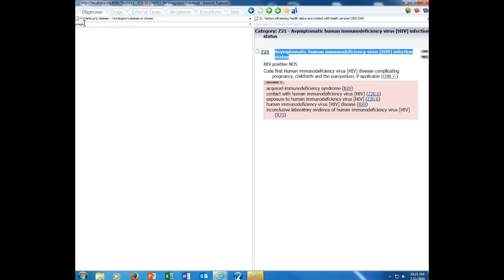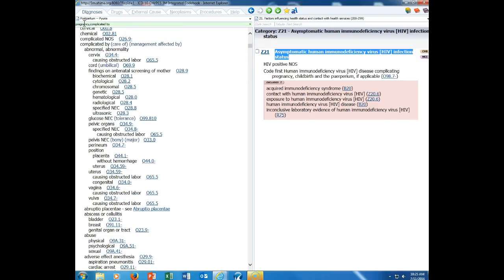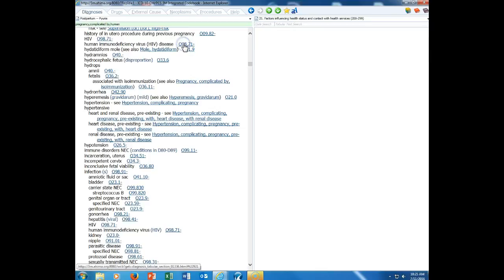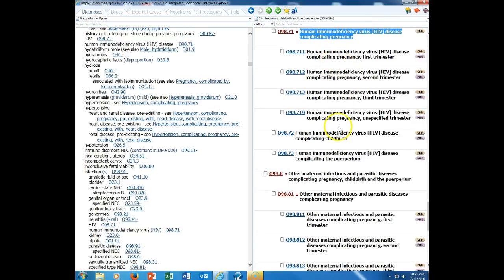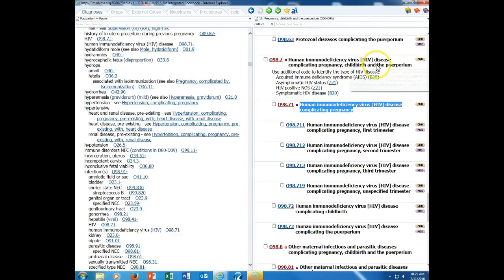If I would go to pregnancy complicated by human immunodeficiency virus, it takes me to this code O98.71. And then, of course, we would choose the right code based on the trimester of the patient. And you'll see that this particular category, it does not matter whether they're HIV positive or whether they have full-blown AIDS. We have an instructional note that tells us to use an additional code to identify the type of disease.